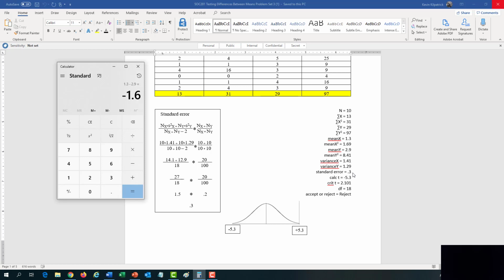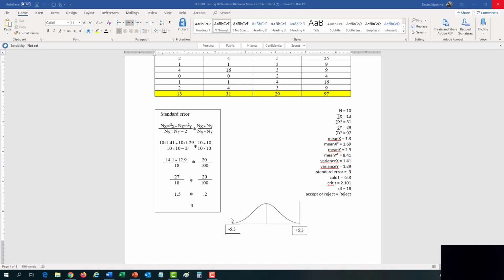And remember, you can always go back to the video for the lesson and watch all this, okay? So I'm going to divide negative 1.6 by 0.3. And what I come up with is negative 5.3 and a whole bunch of other 3's. So I'm just going to round that up to negative 5.3, which I have right here for the calculated t. Okay?